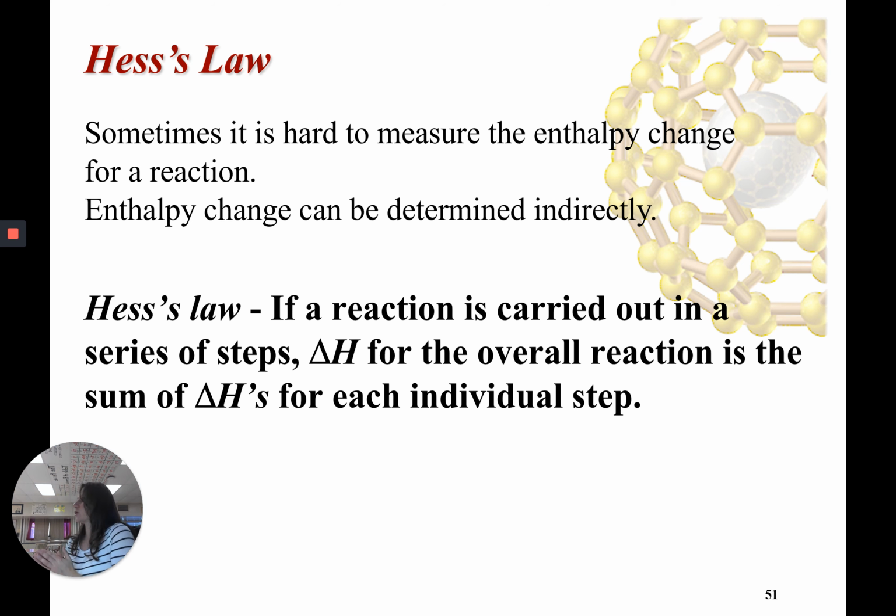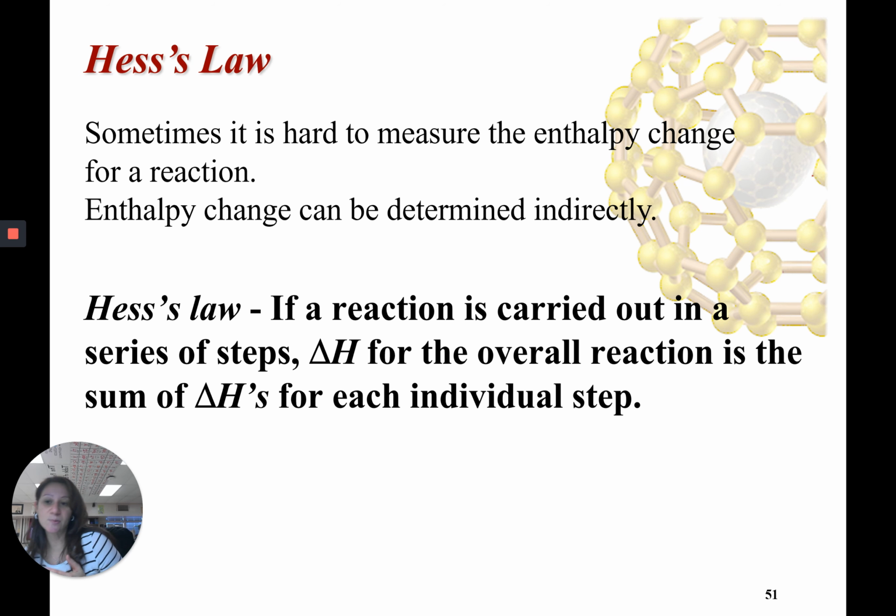For example, if I want to walk to the door in the room here, I could walk straight to the door, or I could walk around the room and then get to the door. My displacement would be the same, because displacement is a state function. What matters is my initial and my final position. The pathway does not matter. Distance, however, is not a state function. My distance in both ways would be different, because it depends on the pathway.